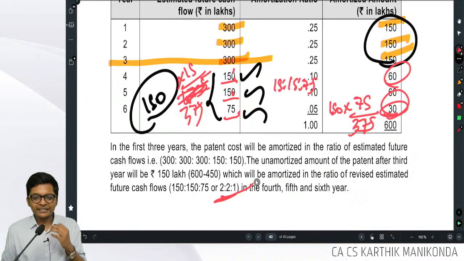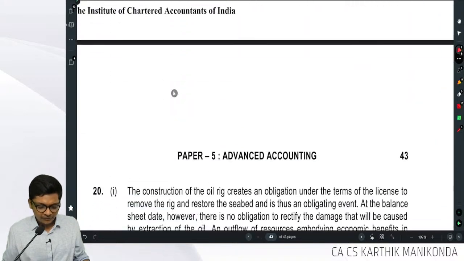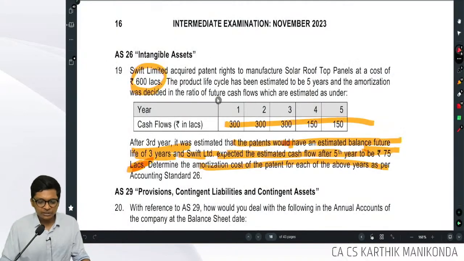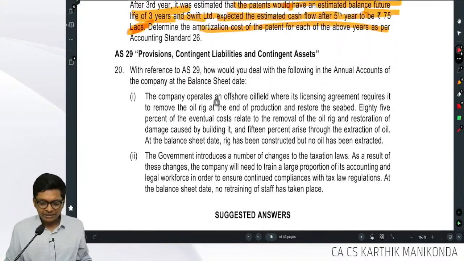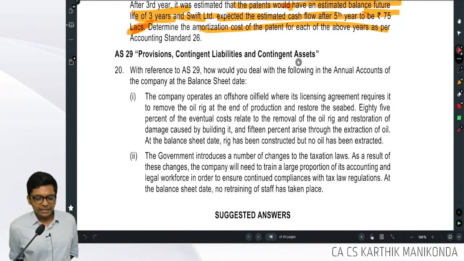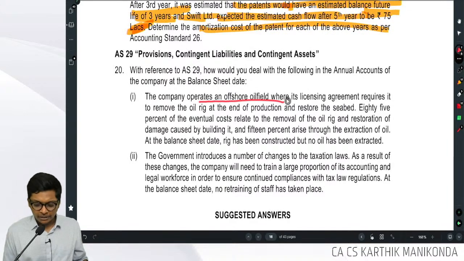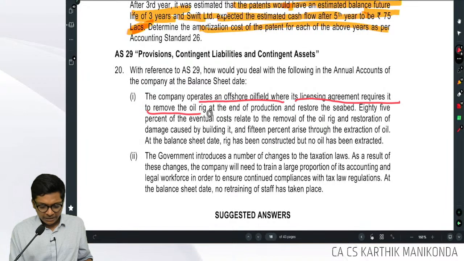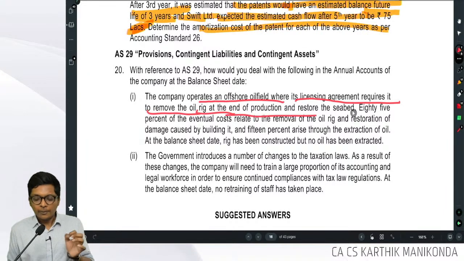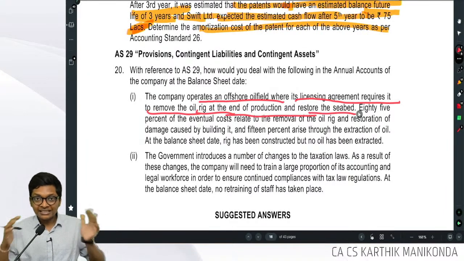In the year 4, 5, 6, show the breakup and then we are done. Last question, AS 29, and then standards in this RTP comes to an end. You are required to compute provision or contingent liability or contingent asset. Let's read and see. The company operates an offshore oil field, the oil rig, what we are talking about, where its licensing agreement requires it to remove the oil rig at the end of the production and restore the seabed.